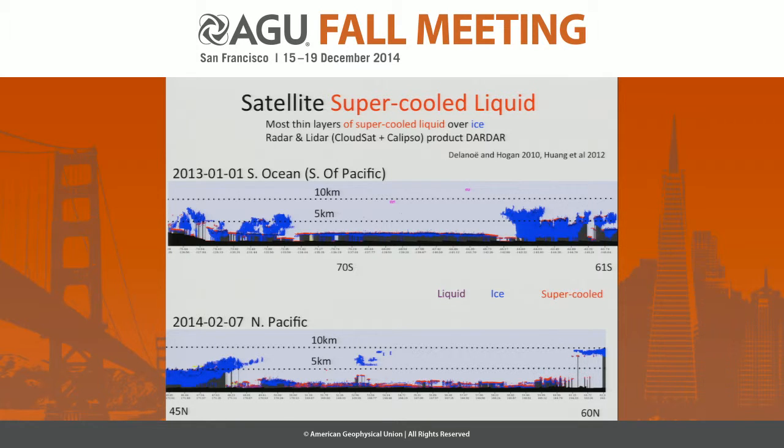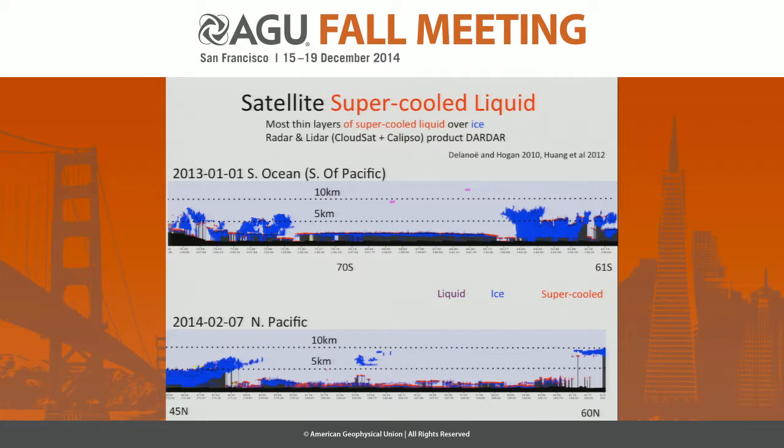What's interesting is if you start looking at satellite observations, and these are CloudSat and CALIPSO tracks. I've picked out segments of orbit from the DARDAR product from Delanoë and Hogan. Again, like Graham was talking about, I just picked two random segments and looked at one in the Southern Ocean and one in the North Pacific, so this is summer and this is winter. This is Antarctica here to orient you. This goes from something like 70 south to 60 south, so this is across the Southern Ocean in the South Pacific.